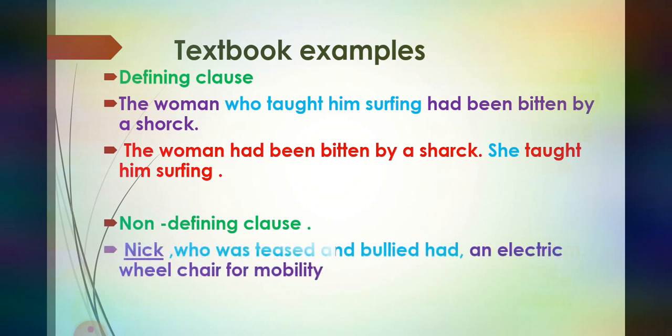Now let us see non-defining clause. Nick, who was teased and bullied, had an electric wheelchair for mobility. So already without this blue color relative clause, we are getting full sense. Nick had an electric wheelchair for mobility. So up to that it is the principal clause. Okay, Nick, we got clarity about the noun, but giving extra information about Nick, who was teased and bullied.